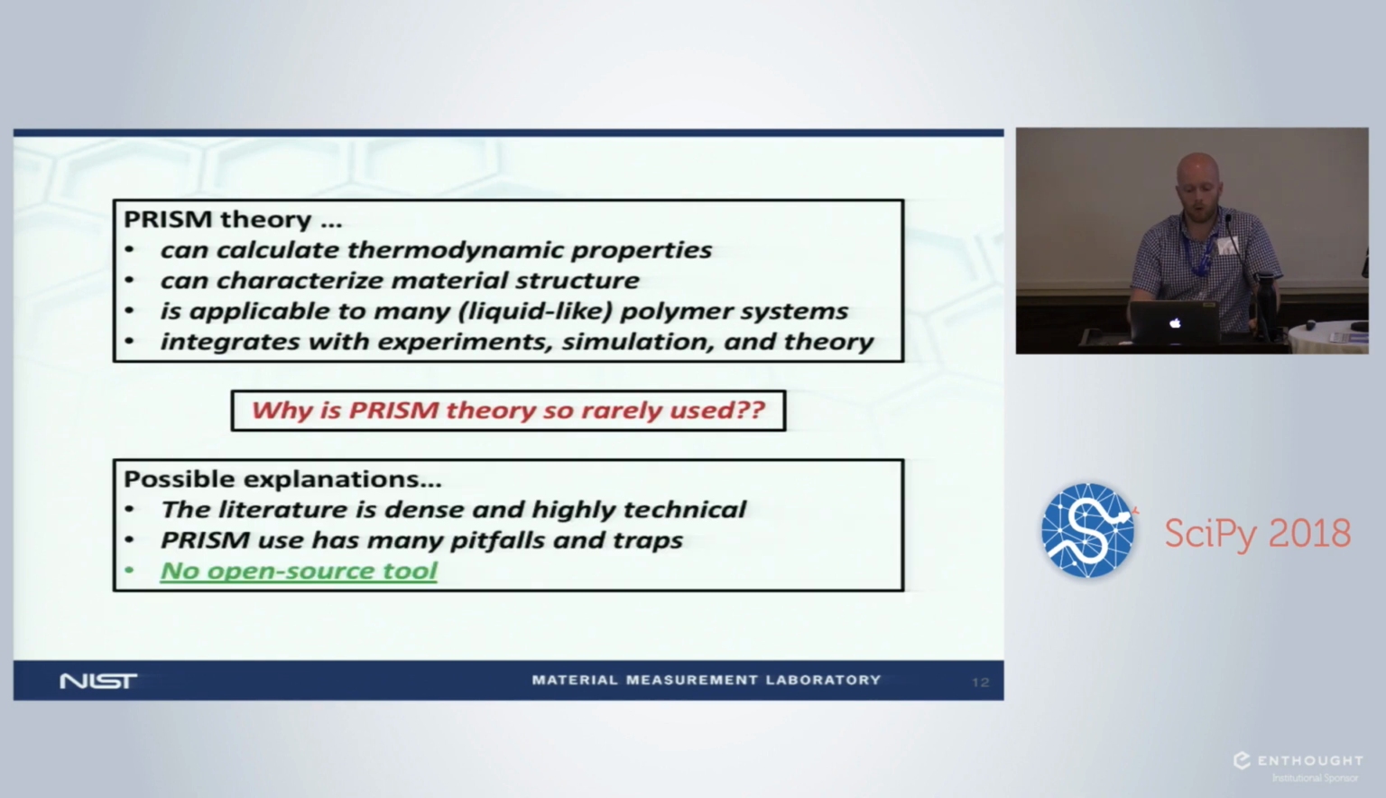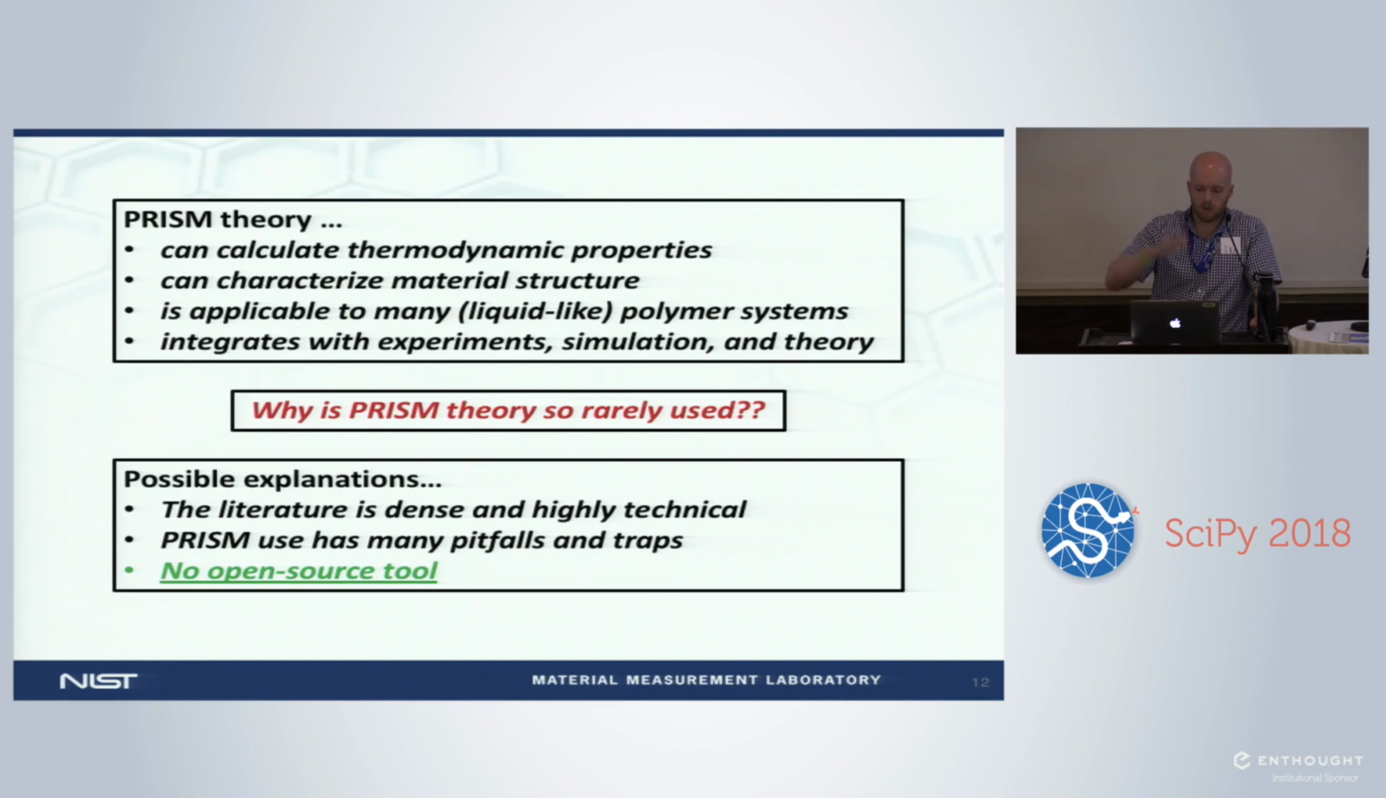And so, we can put up some explanations, but I would say in particular would be the fact that there's no open source tool. There's no accessible way to get into PRISM theory. So if you decide tomorrow that you think PRISM theory would be really good for you, in the absence of the tool, which I'm about to talk about, you would have to spend a significant amount of time learning the theory just to decide whether or not it would actually be useful for you.